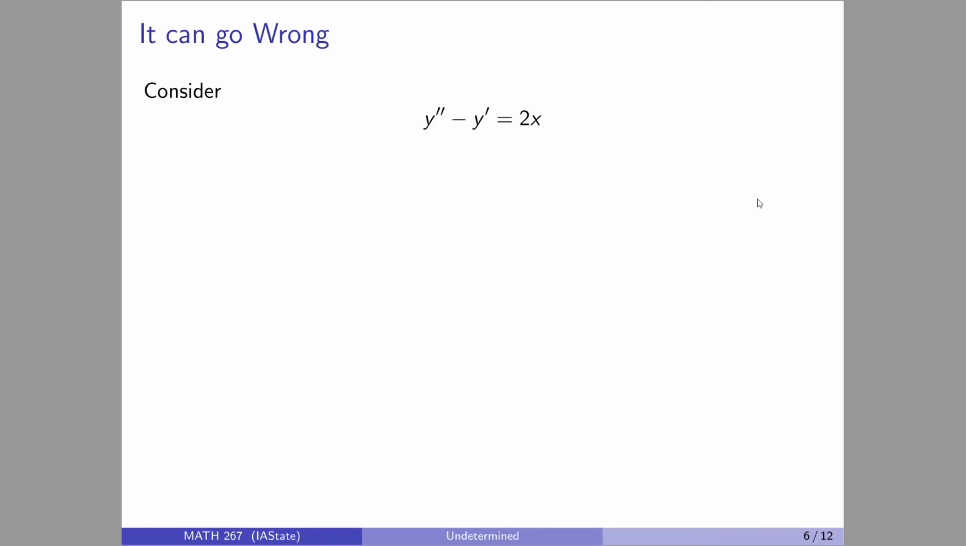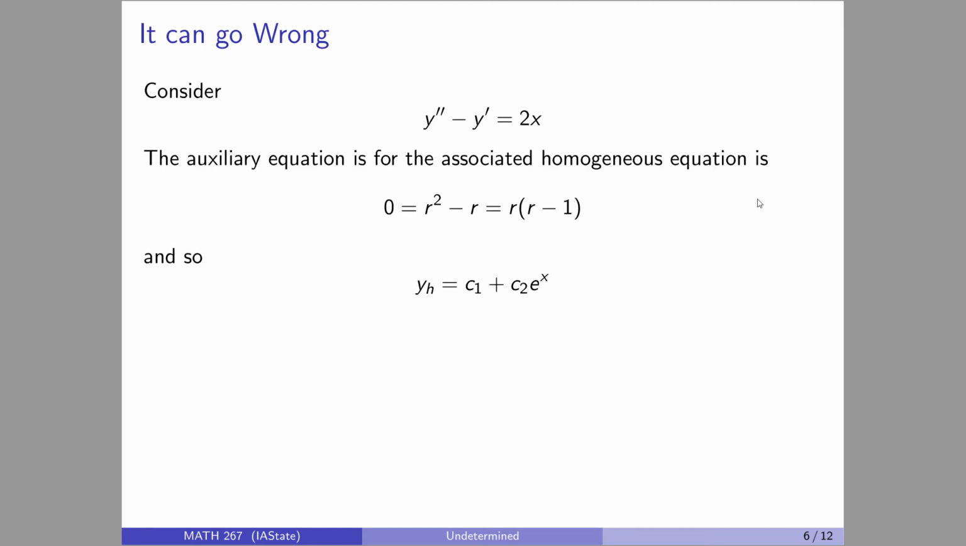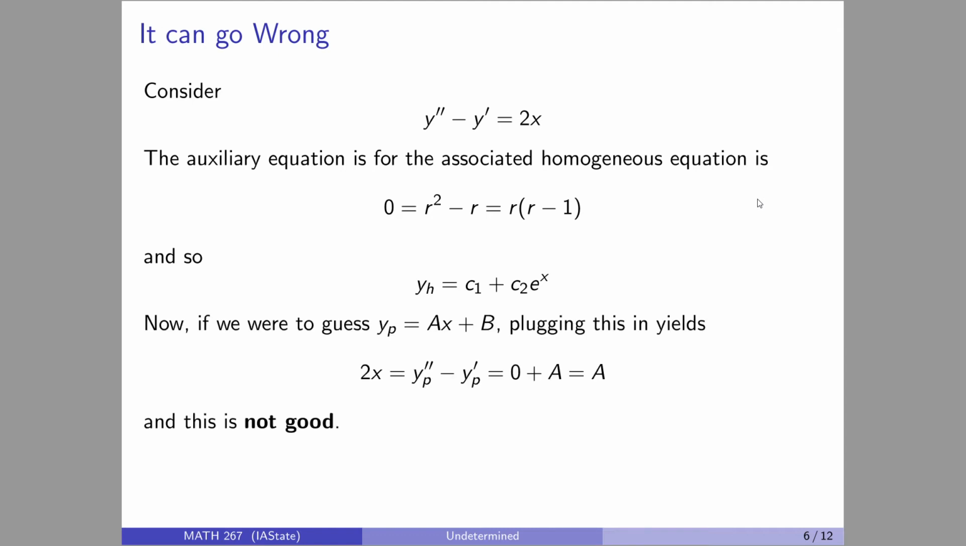Ax plus b, its second derivative is 0, and its first derivative is a constant. So on the left-hand side, we only have a constant, and on the right-hand side, we've got a polynomial. So the guess, ax plus b, completely will not work. But why? Well, let's look at the associated homogeneous equation. The auxiliary equation is 0 equals r squared minus r. So the general solution of the homogeneous is c1 plus c2 e to the x.